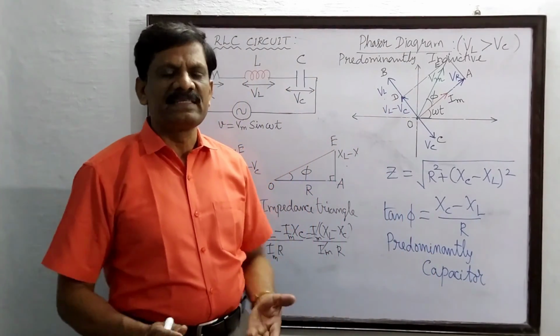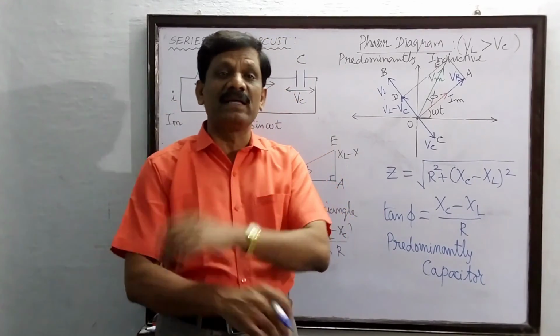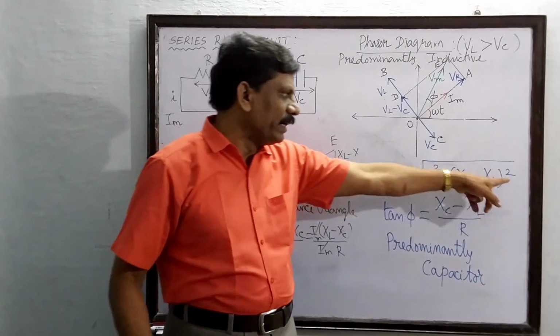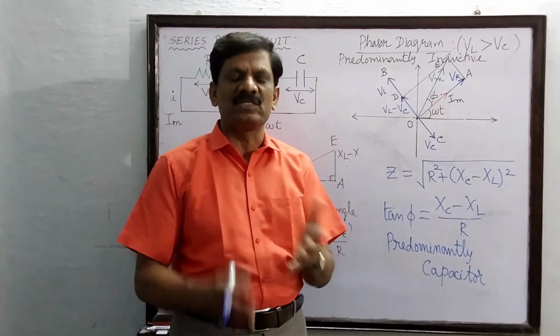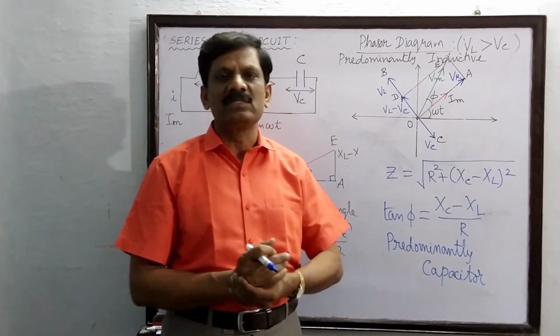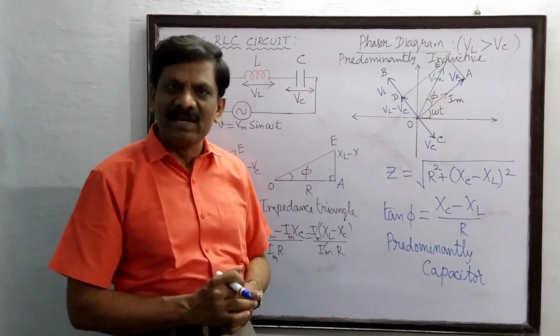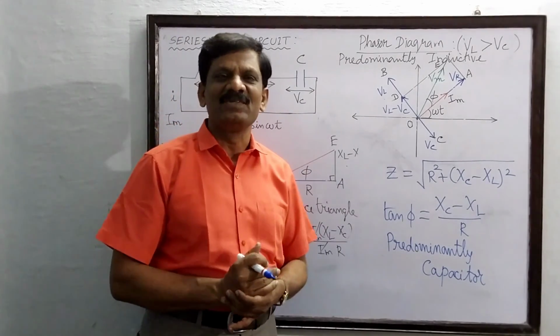Otherwise, the derivation is one and the same. Moreover, if you take XC minus XL in place of XL minus XC also, it is not a mistake because it is a square term only. Wherever you take, the square of a positive number is positive, and the square of a negative number is also positive. So you will be definitely correct in both senses. Have you all understood, students? Hope you have understood. Fine. Thank you.